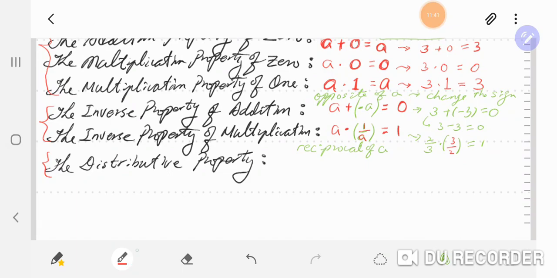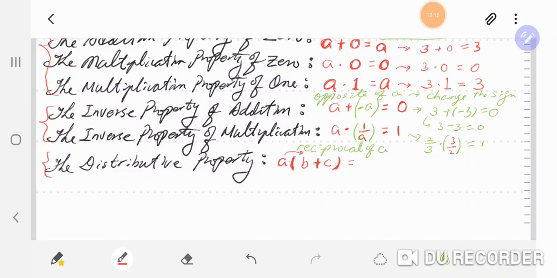And lastly, the last one is the distributive property. The distributive property is a product where one of the factors has a parenthesis like B plus C. This parenthesis contains an addition, and I want to multiply this addition by some number A. Then we can use the distributive property.